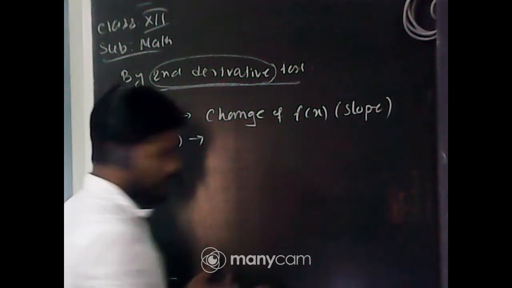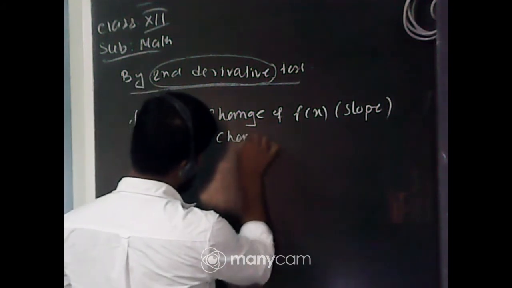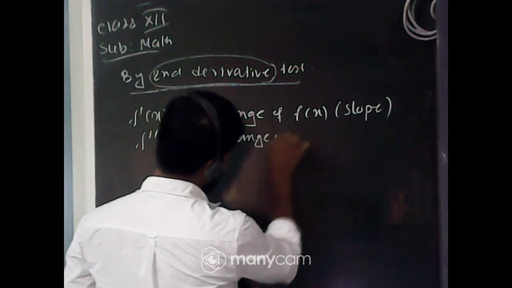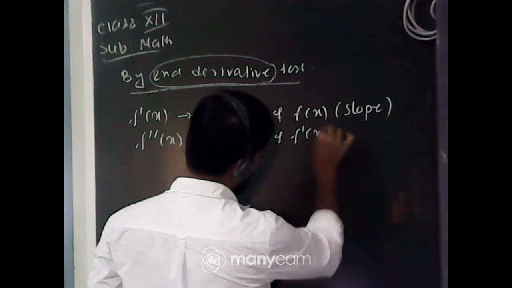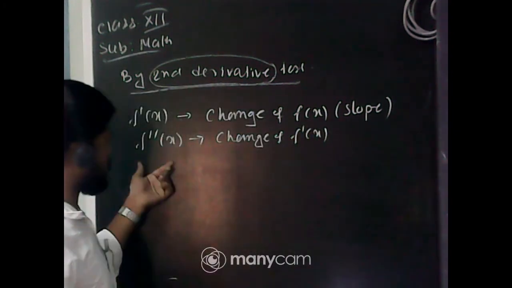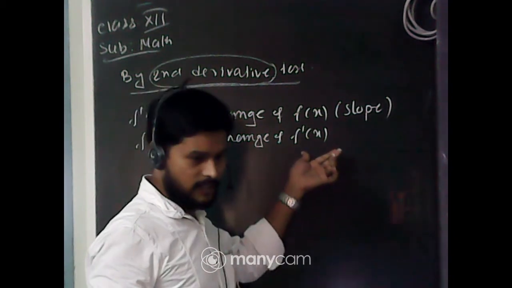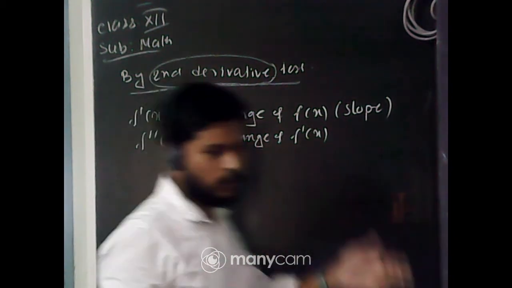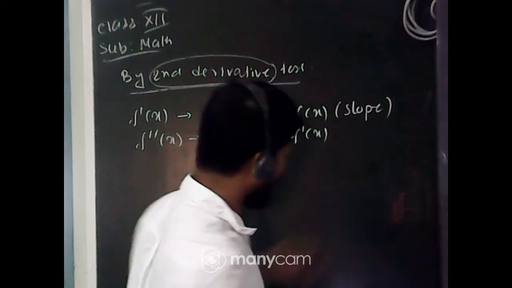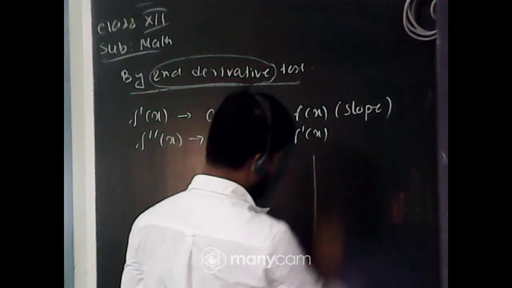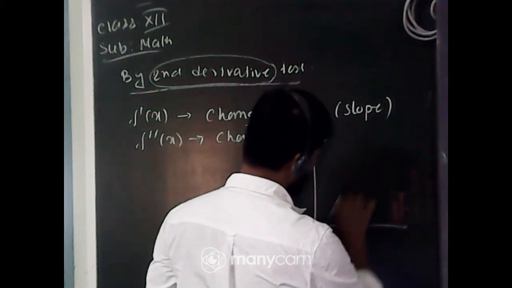And what is the meaning of f''(x)? This is actually the change of f'(x). f''(x) means the rate of change of f'(x), or the rate of change of slope. Okay, now I am drawing two graphs. Suppose one graph is like that.